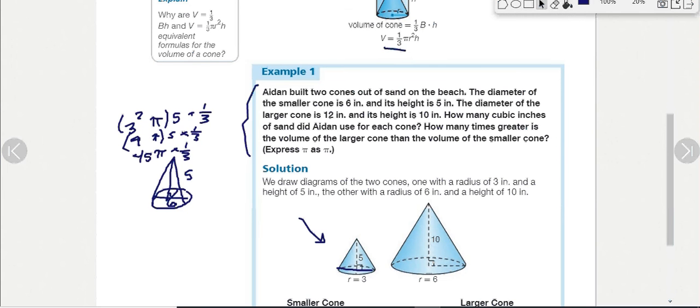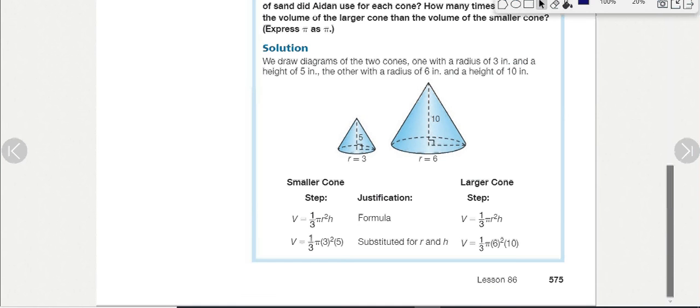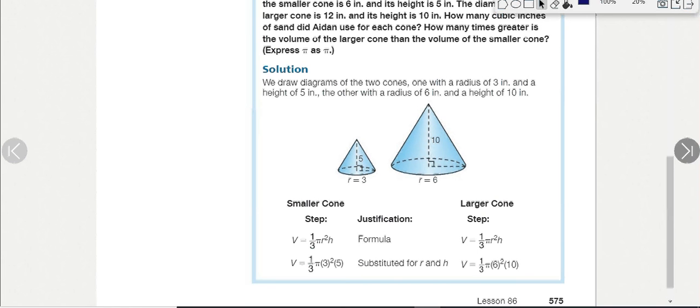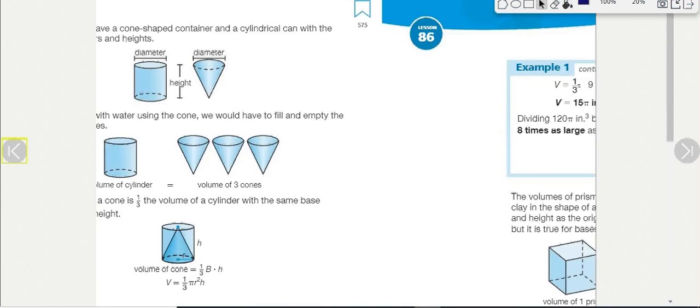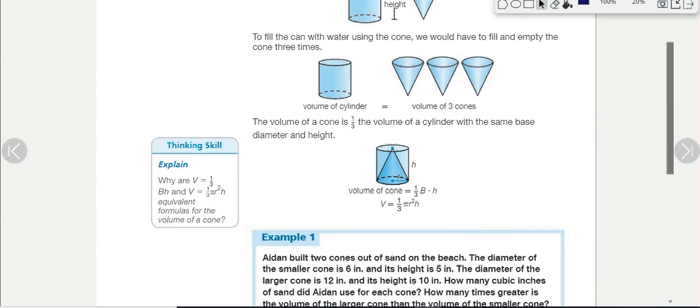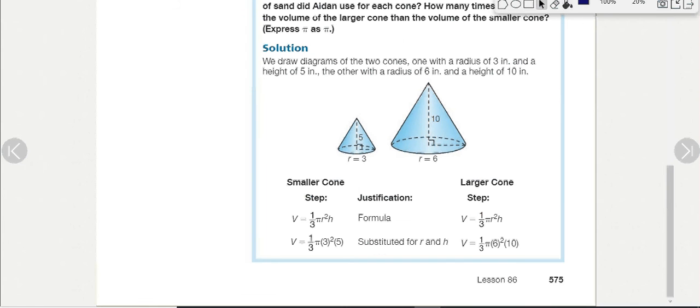Let's see how they calculated that. Oh, duh. 45 divided by 3 is an even 15. So a third of the volume of, if this was a cylinder, like this, we're just finding what's a third of that, and that is 15 pi. That's the volume here of this cone.